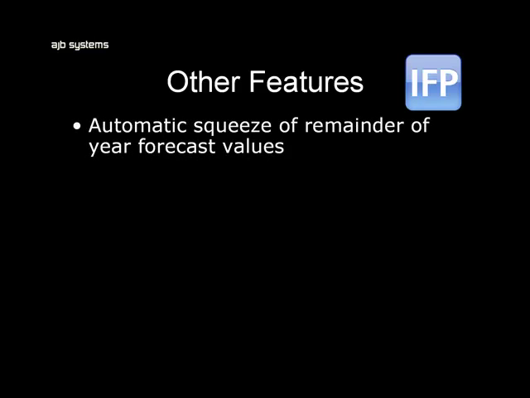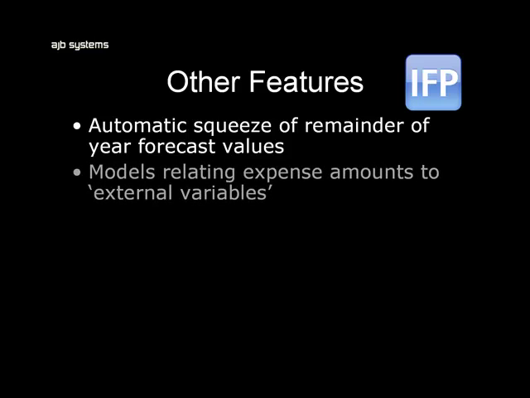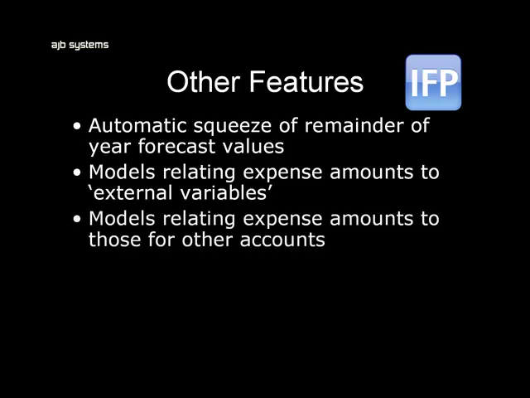Many other powerful features may be found here. For example, automatic squeeze of remainder of year forecast values versus original plan for one or more selected P&L lines. Automatic recalculation of forecast values for one or more selected P&L lines using models relating expense amounts to external variables such as headcount and salary per head. Automatic recalculation of forecast values using models relating expense amounts for one account to one or more other accounts. For example, social security charges and holiday pay to basic salary.